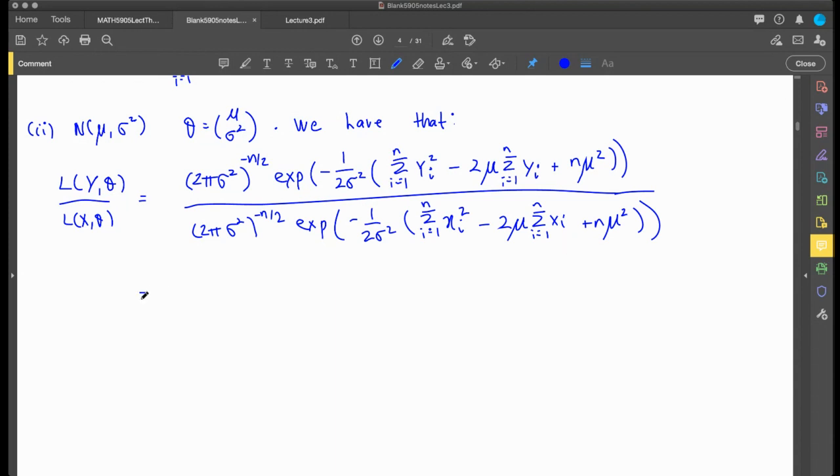All right, let's do some cancellation. This cancels with that. They're just constants, because sigma squared is the same value for both samples. This will cancel with this one here, because again, they're just constants, so they're going to cancel. And now I just have a ratio of these two expressions.